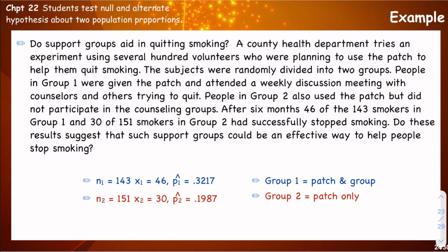People in Group 2 also used the patch but did not participate in the counseling groups. After 6 months, 46 of the 143 smokers in Group 1 and 30 out of 151 smokers in Group 2 had successfully stopped smoking. Do these results suggest that such support groups could be an effective way to help people stop smoking? It's a pretty good claim.